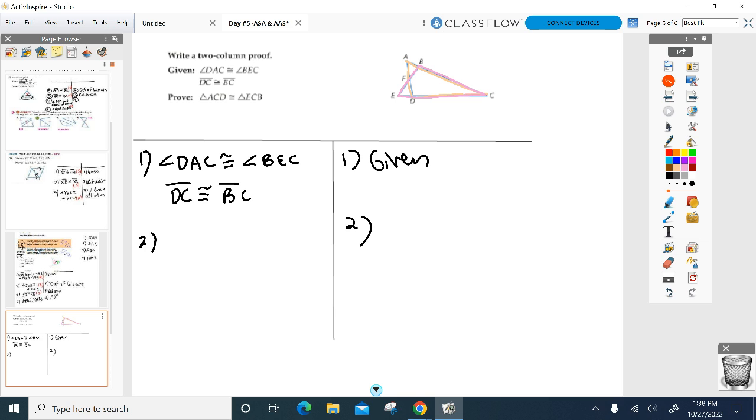Let's start with the givens. Did I provide any corresponding parts to you? Let's see. DAC. Everyone take a look at DAC. Is that a full angle in one of my triangles? DAC, is that a full angle? Yes. BEC, is that a full angle in one of my triangles?